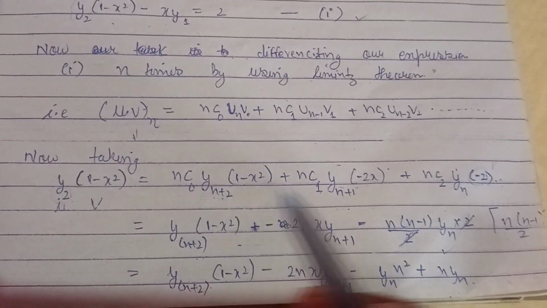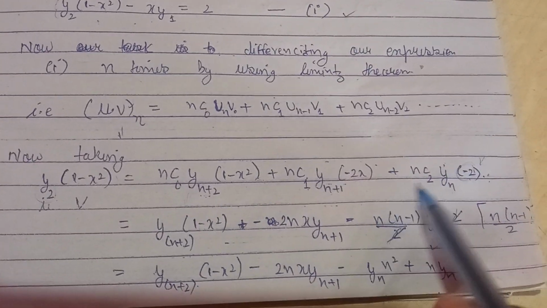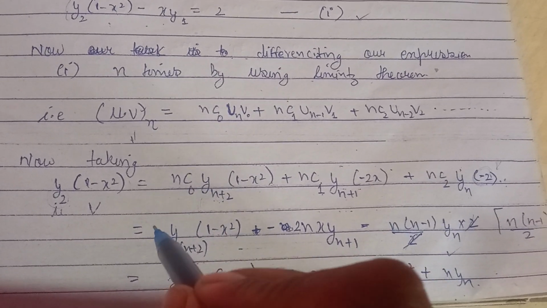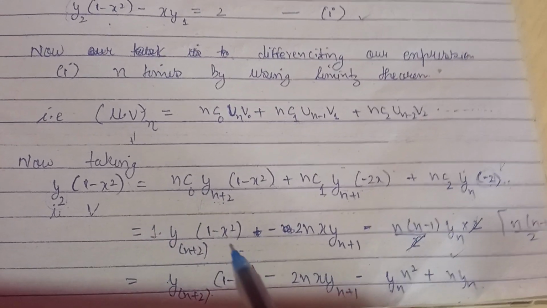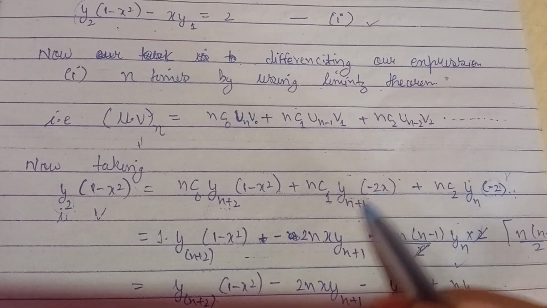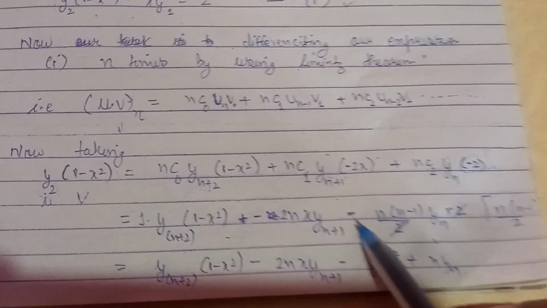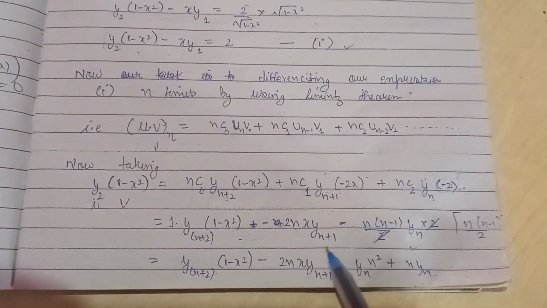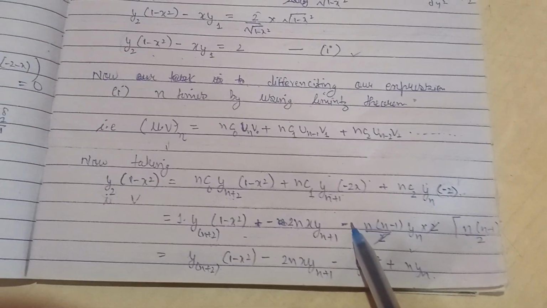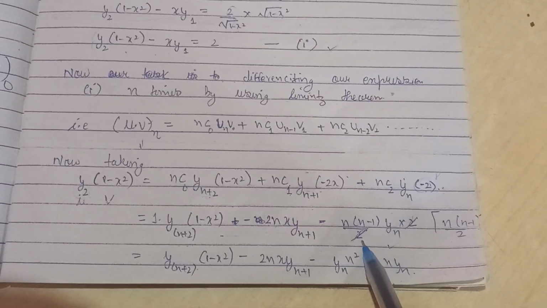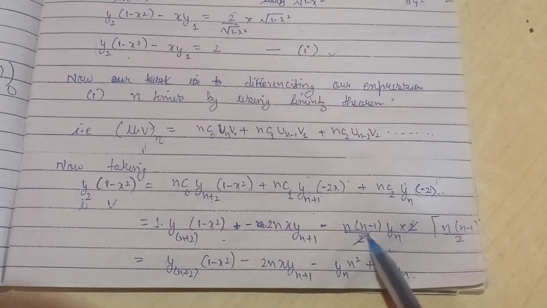Therefore simplifying this, we will get nC0, it is 1, 1 into y n plus 2 into 1 minus x square, minus 2 nC1, nC1 is n, that is minus 2n x y n plus 1, minus x into y n plus 1, minus nC2, that is n into n minus 1 by 2, into yn, and the 2 gets cancelled.